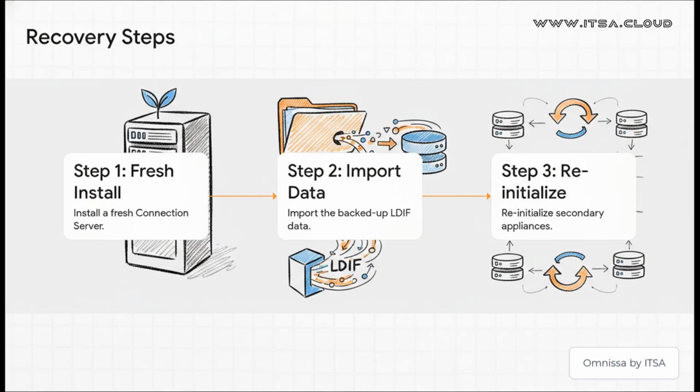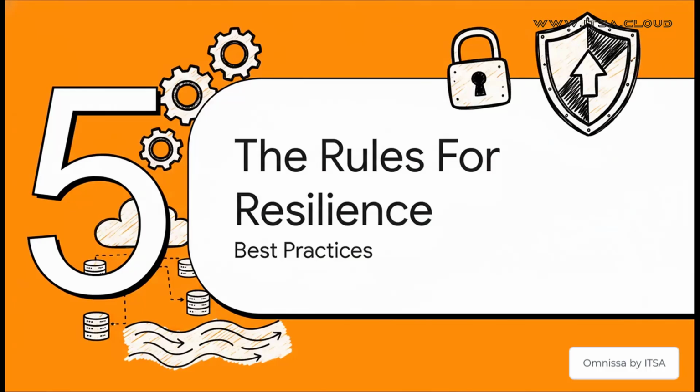You install a fresh connection server. Then you import that LDIF file you backed up. That's your digital blueprint. And poof, all your settings are back. Finally, you just reinitialize your other appliances and they'll automatically sync up with the new primary. It's that simple.